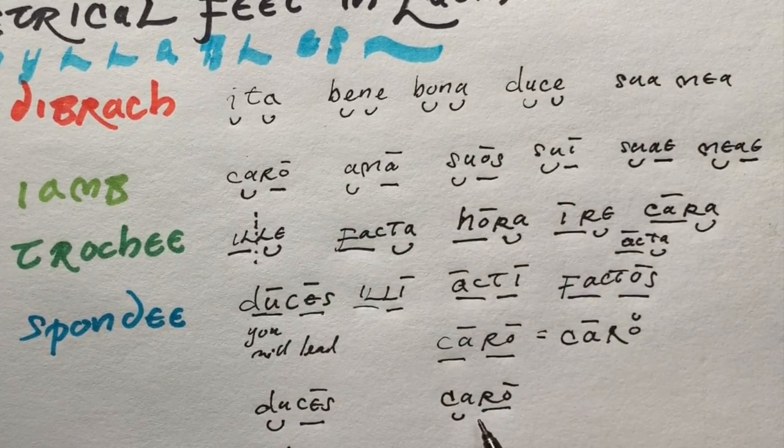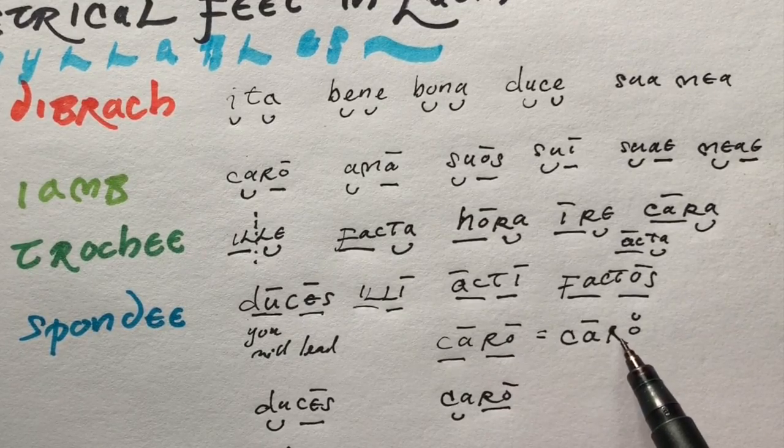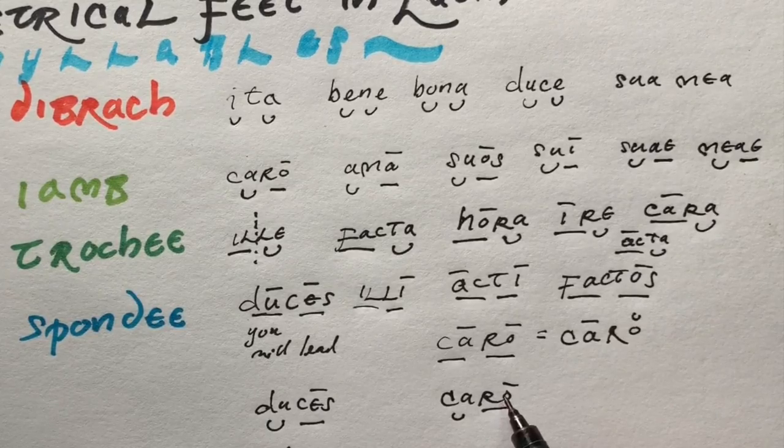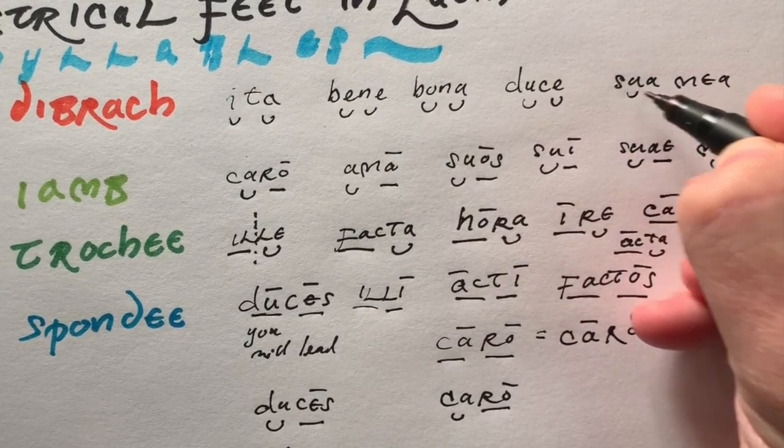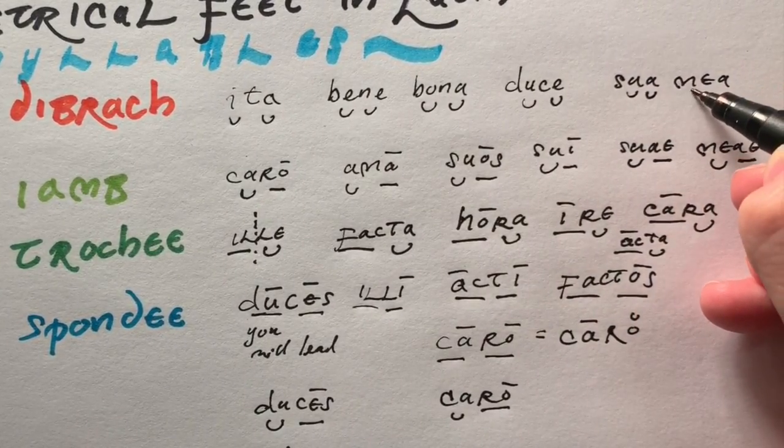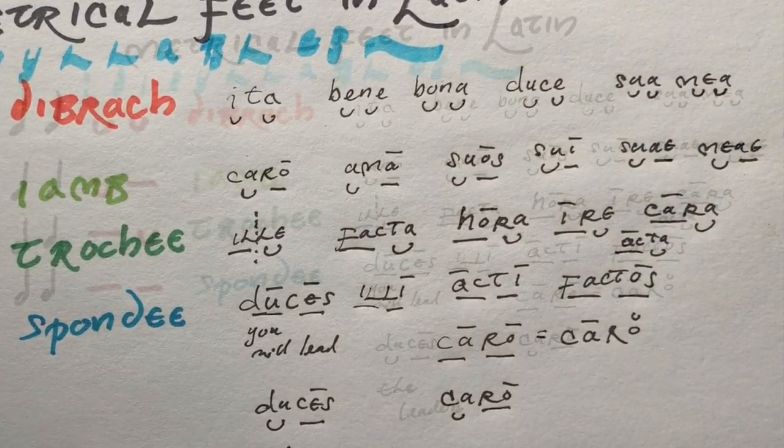And then caro. So here we have a spondee, and then we have a trochee, and then we have an iamb. And these two happen to mean the same thing, but this one does not. I forgot to put my breve markings there.